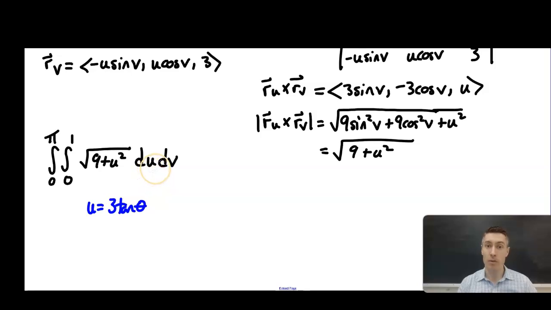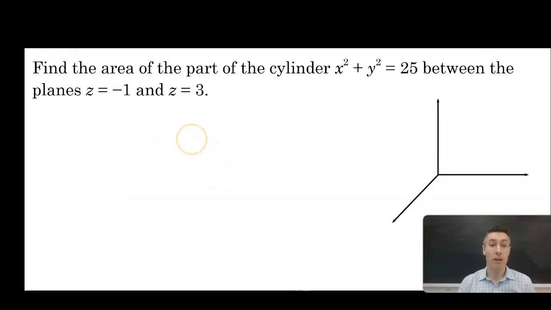Let's look at a few examples where we know the surface area and we can confirm it with this double integral. So find the area of the part of the cylinder x squared plus y squared equals 25 between the planes z equals -1 and z equals 3.